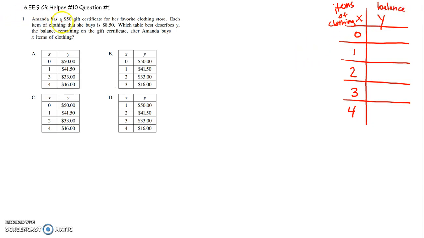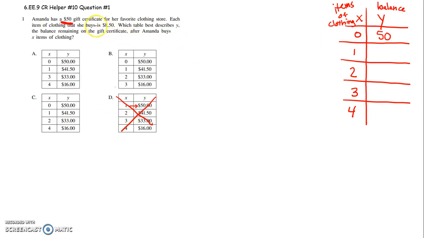All right, she's got a $50 gift card. If she buys 0 items of clothing, there's still $50 left on that gift card. Right away, I can eliminate table D because I see across from the 0, there's a 1. No, 0 items of clothing would leave us with 50 bucks.